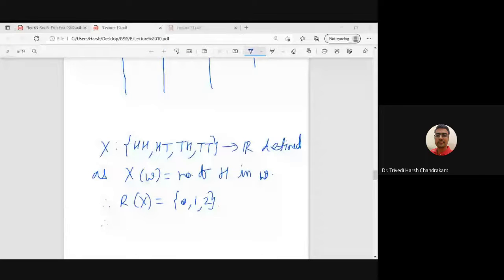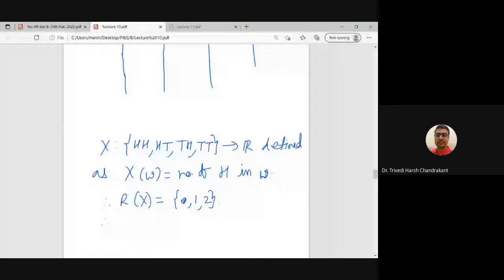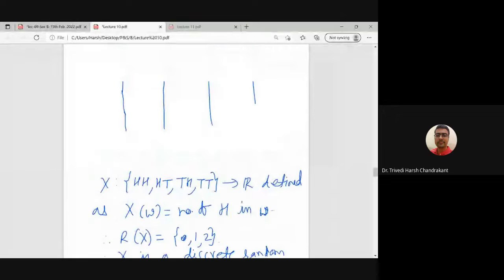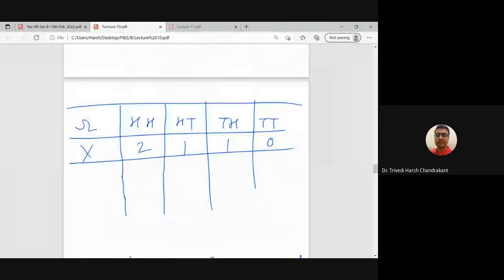So what does this mean? Range is a finite set. That means it is a discrete random variable, right? So therefore X is a discrete random variable. So this much we already know now, but what we want to do is we want to define the probability mass function.